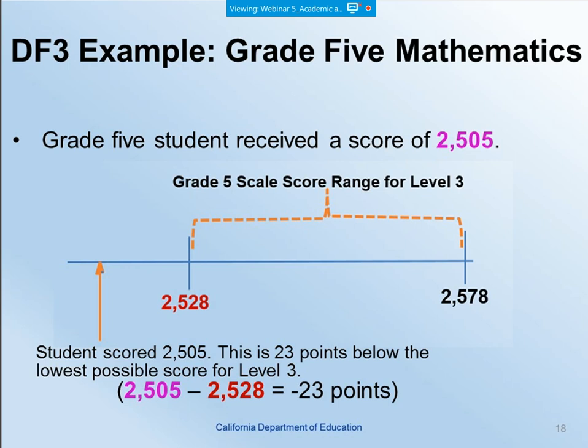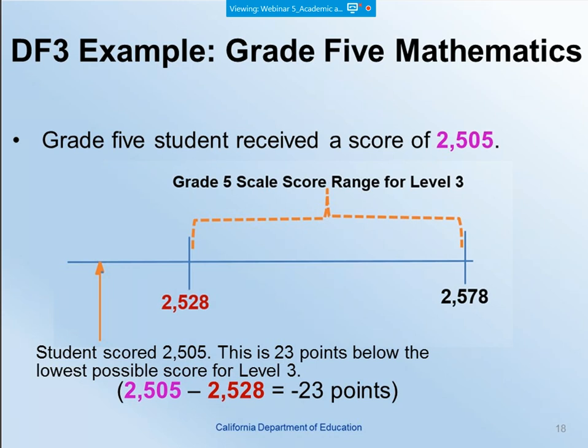So here's an example. For grade 5 mathematics, the scale score for the standard met achievement level goes from 2,528 to 2,578. So a scale score of 2,528 is the lowest possible scale score for level 3. It represents the threshold for level 3.